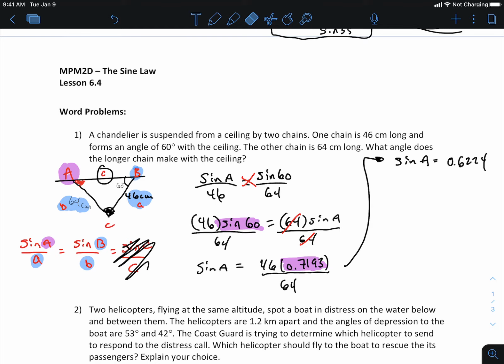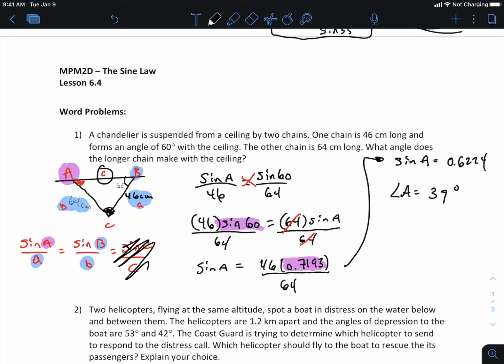So you should get for angle A, I don't know, 39 degrees, let's say. How did you get 39 degrees? You go to the trig table. You have your trig table.